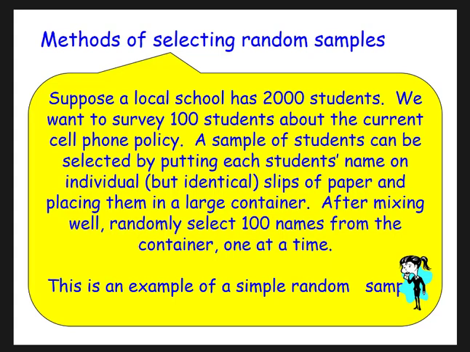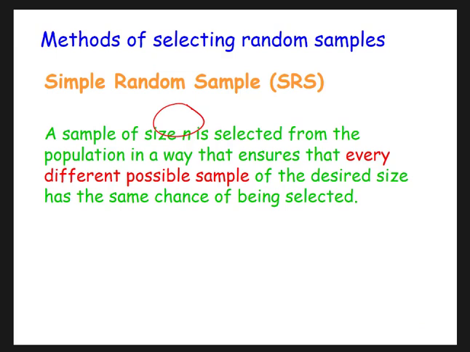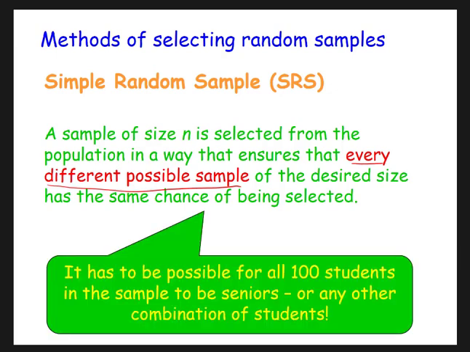A simple random sample is literally putting all the names in the hat. When you determine a sample size, in this case a sample of 100 students, every possible sample of that size has a chance of being chosen. So every different sample with 100 people in it has a chance of being chosen. It is possible for all 100 students to be seniors, all 100 to be male or female, all 100 to be in the same homeroom. Not necessarily desirable, but it's possible that those quirks could occur in our sample because it's a simple random sample.